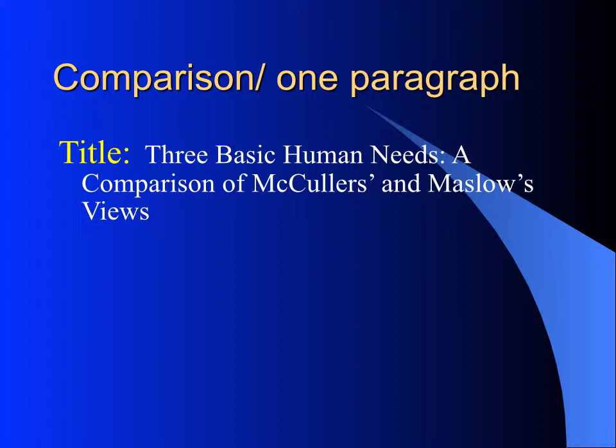Now notice that I'm narrowing it down. They're only talking about three basic human needs, and they are only two people talking about it. If I had just said three basic human needs, I would need a book to write about it. Or if I would write a comparison of McCullers and Maslow's views, you would need a big essay. But I've narrowed it down to three basic human needs that two people are writing about.